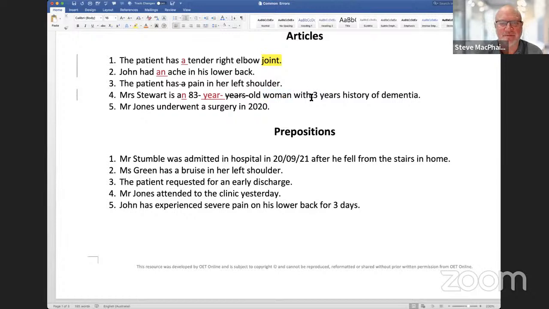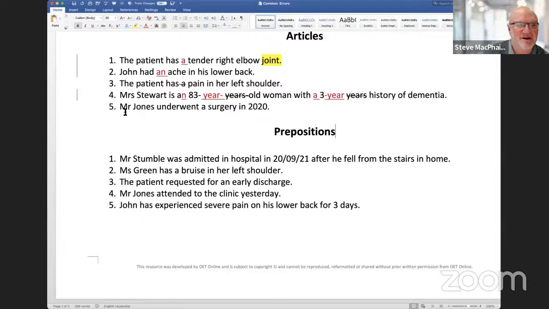And the same thing is happening here. With 3 years history, no. We've got to put the rules. A 3-year history of dementia. So you've got to learn those patterns. Preferably, we'll put a hyphen in here as well. A 3-year history of dementia.